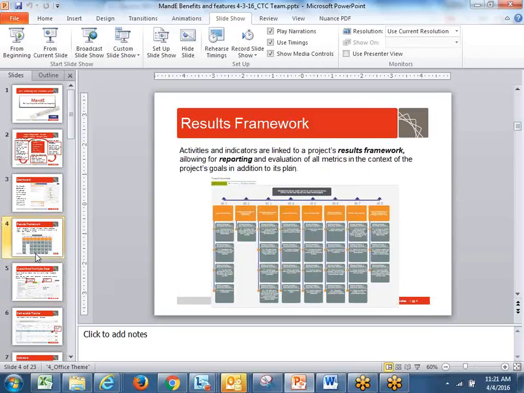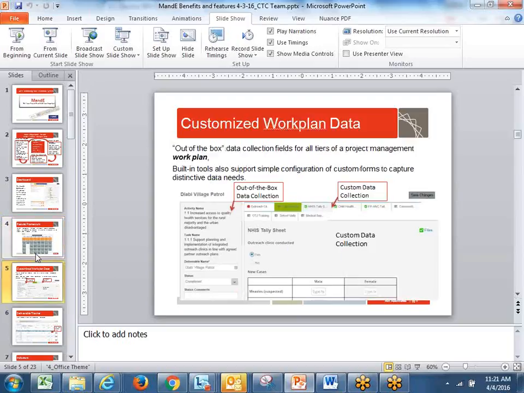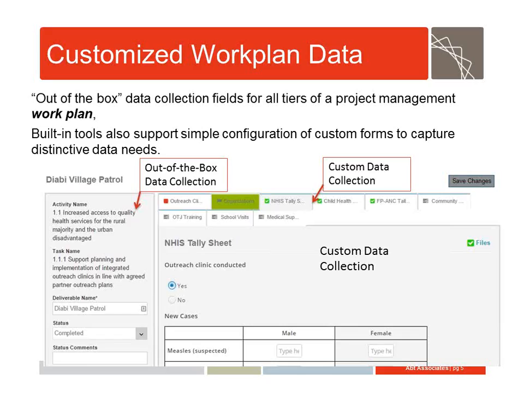So that's one main feature of it, being able to enter your results framework and associate activities as well as indicators with it. Then we have the custom work plan data. This is what I was mentioning before. There's various levels of the work plan. This is a screenshot from our JTA project in Papua New Guinea.